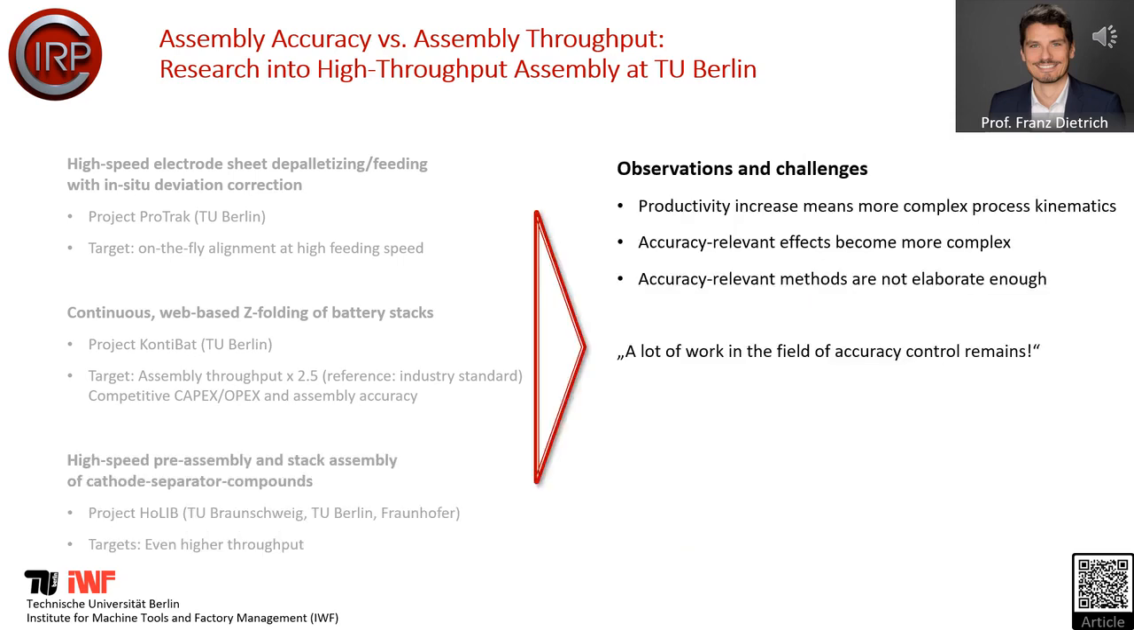In all these projects about high-throughput assembly of battery compounds, we've learned that a productivity increase mostly means that a more complex process kinematics is needed. This means also that accuracy-relevant effects become more complex, and we also have found that accuracy-relevant methods are not elaborate enough to control these more complex problems.